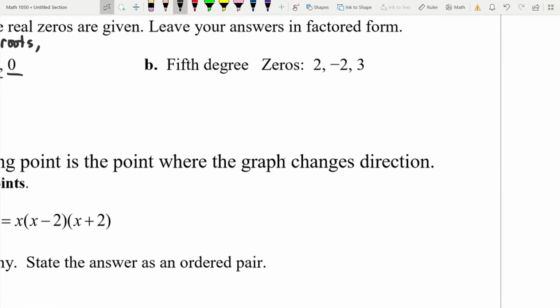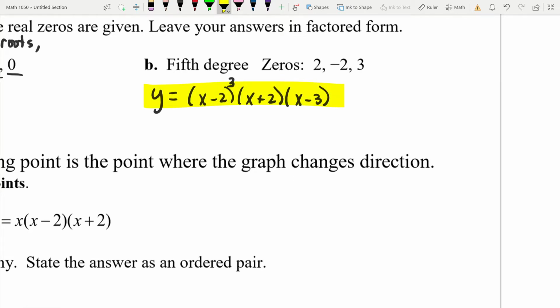Question B. This one's a 5th degree. I don't have any zeros, so I'm not going to have an x sitting out in front. The x equals 2 gives you an x minus 2. X equals negative 2 means x plus 2. X equals 3 means x minus 3. It's not the answer. What's wrong? I need to add how many more? Not 3 more, because I have 3 and I need 5, so I'm missing 2. So if this guy was a 1, I could make him a 3. Or I could make a couple of them 2s. It doesn't matter, because it didn't tell me what bounced, what crossed, so that's totally fine.